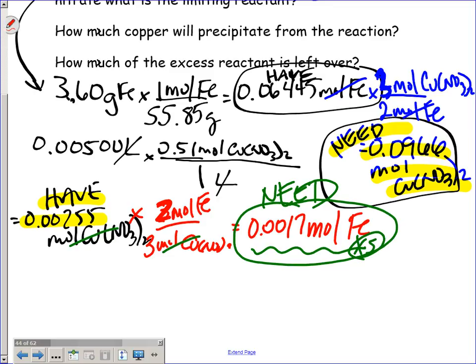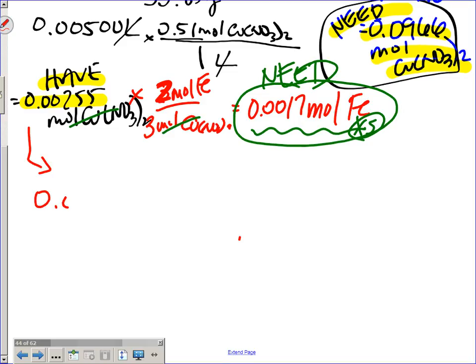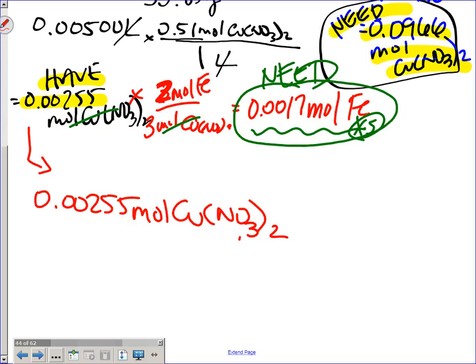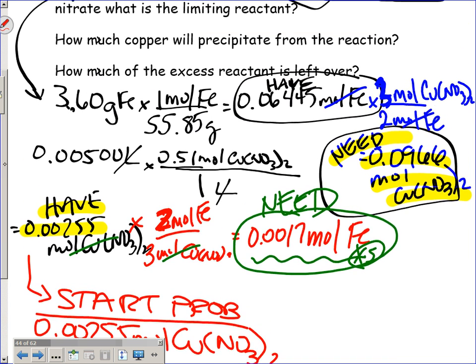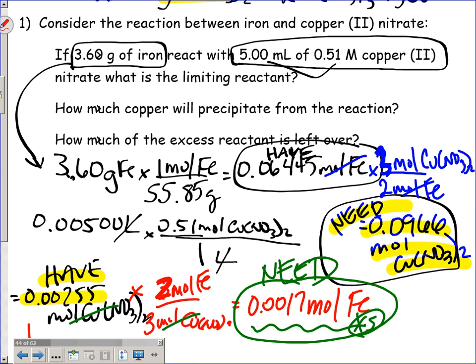I haven't even read the problems, but I know we've determined our LR. So this is my LR, so I'm going to start with 0.00255 moles of copper 2 nitrate. Wherever I'm going, I can get there because I know my starting point now. This is basically where I start my problem. So let's go back and read the problem because I don't even know the problem at this point. What's the limiting reagent? We just figured that one out. We said it was copper 2 nitrate.